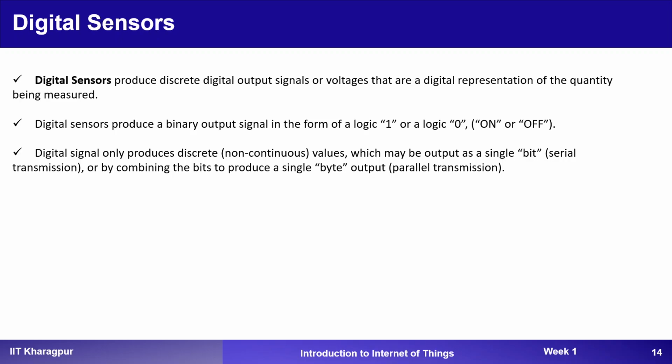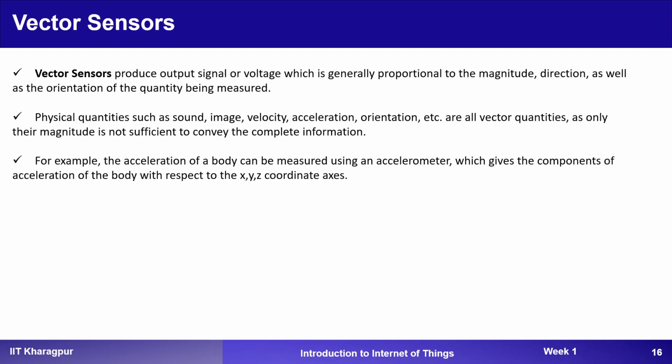On the other hand, with a vector sensor, along with the magnitude, the sensor also senses the direction or the orientation of a particular quantity. Then those sensors are called vector sensors. An example of a vector sensor is the accelerometer. Based on the orientation of your accelerometer, it produces different values with respect to your x, y and z axis.